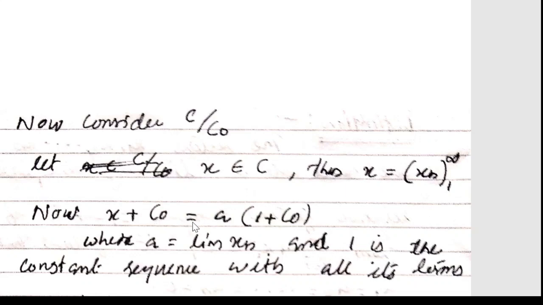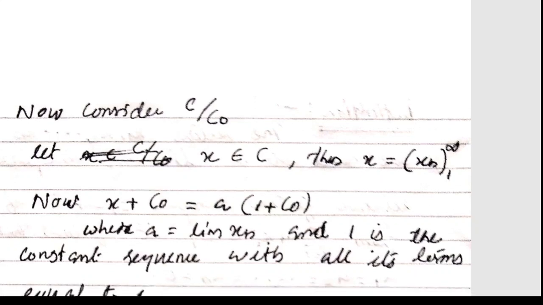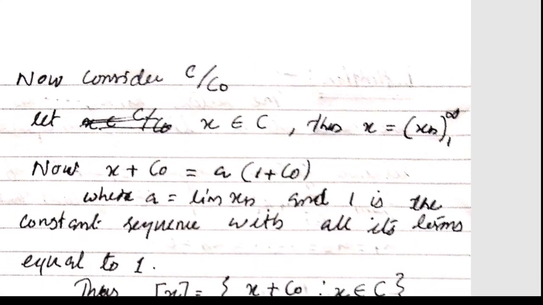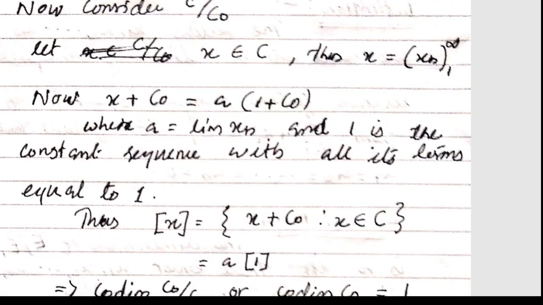Now x plus c0 is equal to a times 1 plus c0, where a is the limit of the sequence xn and 1 is the constant sequence with all its terms equal to 1. Thus, the cosets can be written as the set of all x plus c0 such that x belongs to c, and that can be written as a times coset of 1. That means the codimension of c0 in c is 1.